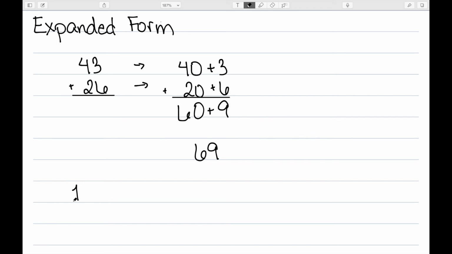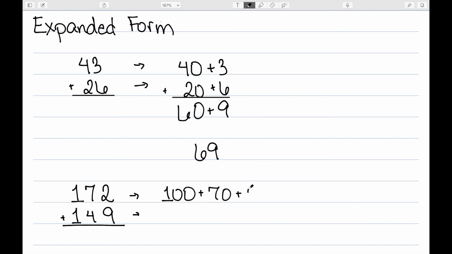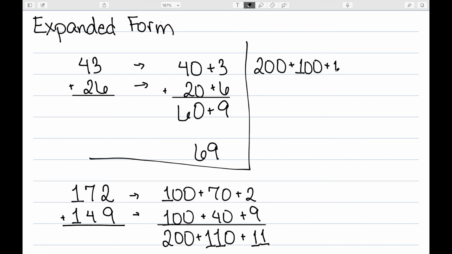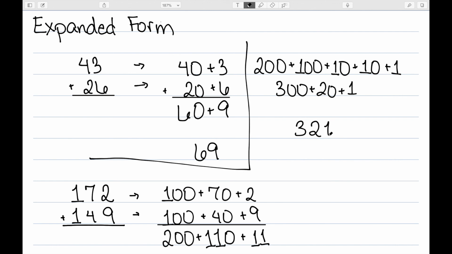Let's do another one of these. 172 plus 149. Once again, I want to break these up. This would be 100 plus 70 plus 2. And 100 plus 40 plus 9. We add up our 100s to get 200. 70 plus 40 is 110, and 2 plus 9 is 11. From there, we need to go ahead and write this in full standard form again. This is 200 plus 100 plus 10 when we rewrite 110. And then we rewrite 11 as 10 plus 1. So this is a 300 plus 20 plus 1, which gives me my solution of 321.